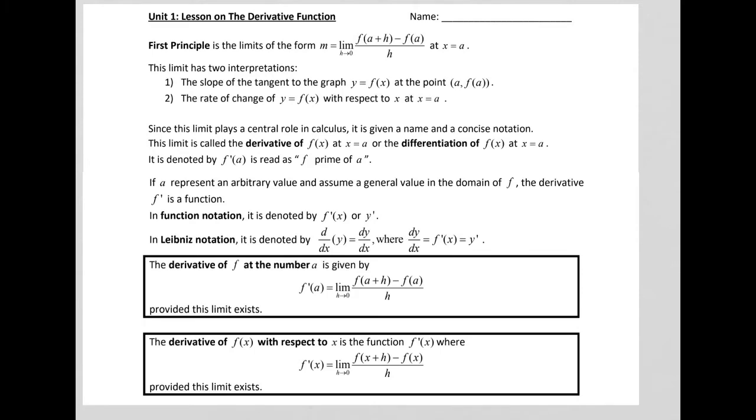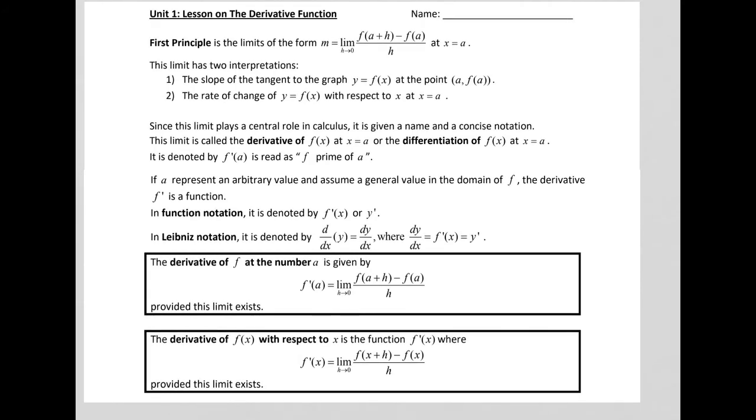Thus, instead of saying the slope of tangent, we can say the derivative of f at the point, or we can say the differentiation of f at that point, or we also can say f prime. So all those mean slope of tangent. There are many different ways we can write the slope of tangent.